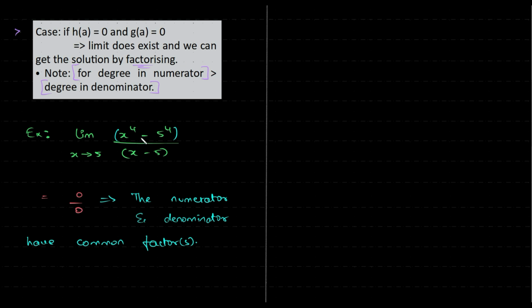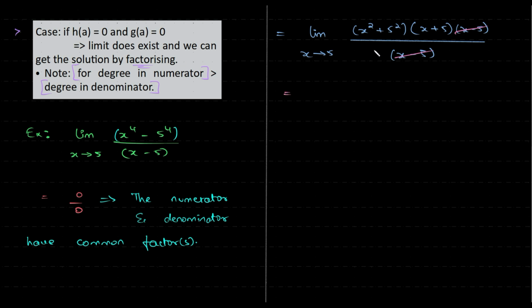Okay, so let me do this. X to the power of 4 minus 5 to the power of 4. I'm not going to do a lot of math over here; I'm directly writing the answer. All of this is something that you are familiar with. This can be written as x square plus 5 square, and x plus 5, into x minus 5. This is simple 8th or 9th grade syllabus. Then we have in the denominator x minus 5. So this and this get cancelled, and we just have the following expression: limit x tends to 5.